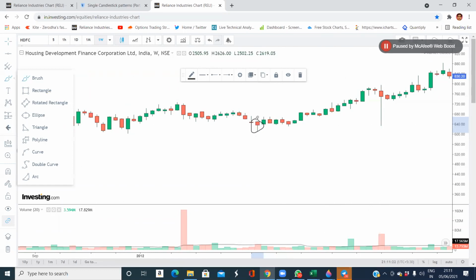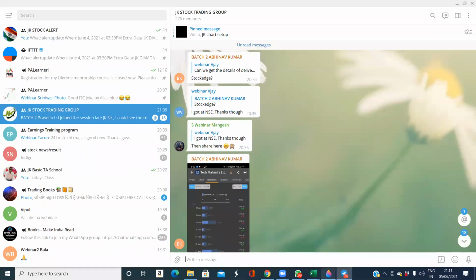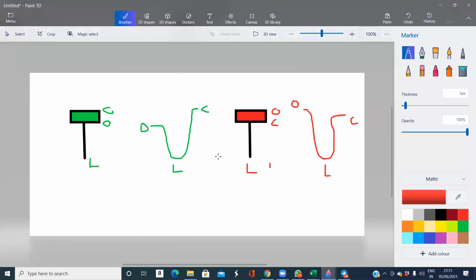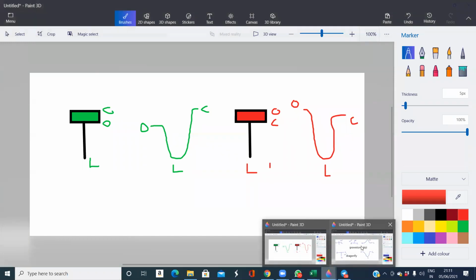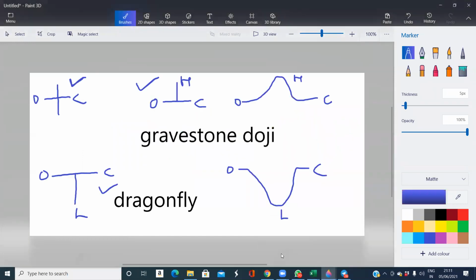So hammers are of two types now. This is the bullish hammer. Another hammer is the bearish hammer.